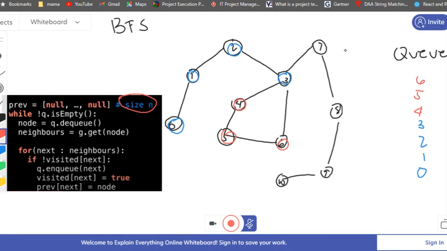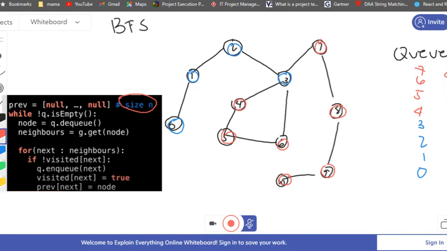And then sa 3, okay, may ma-visit pang nodes, which is 7, and then 8, and then 9, and then 10. So, lahat ng mga nodes is na-visit.